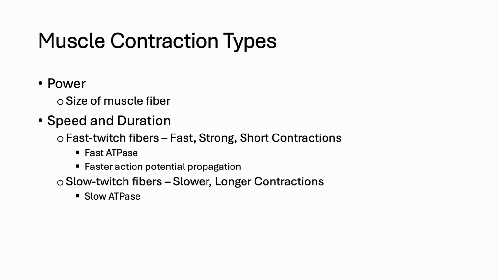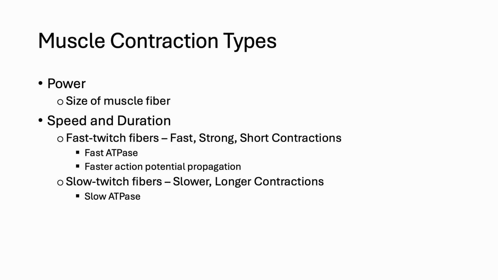So first of all, we want to look at the muscle contraction type. We can look at it as power, how powerful is it, how quickly is it happening, or the speed, and then how long is the contraction happening. The power of a muscle contraction is very related to the size of the muscle. The larger the muscle fibers, the stronger the contraction. Now for speed and duration, we look at two different types. We have fast twitch fibers and we have slow twitch fibers.